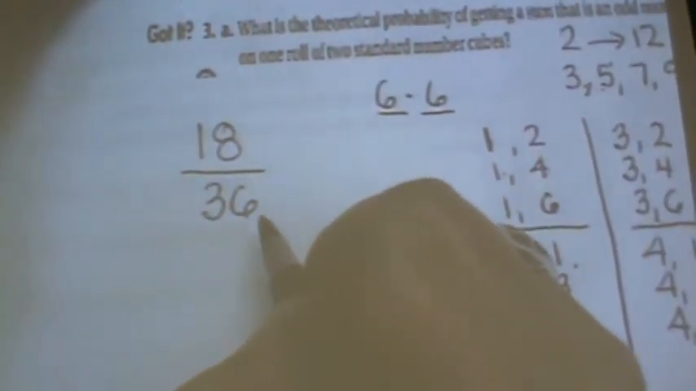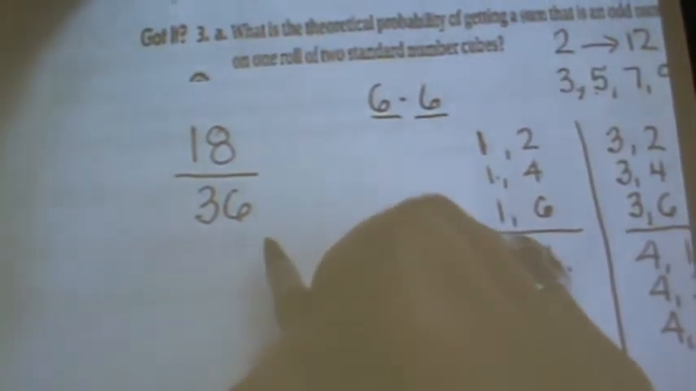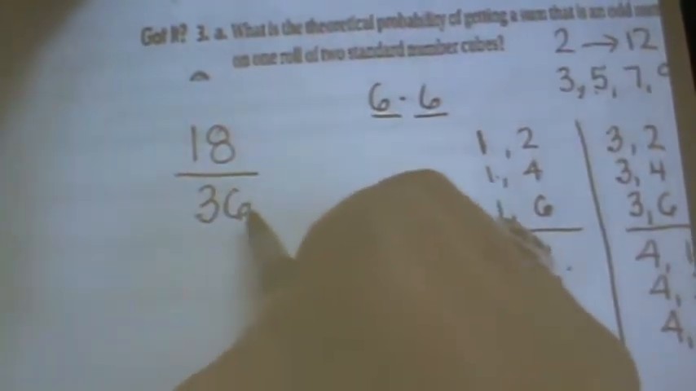How many? What's this bottom number going to be? If you roll a die, how many choices can you get with the first die? 6. And if you roll a second one, how many choices? 6. What's 6 times 6? 36. There's 36 possible outcomes. Out of those 36, 18 of them could give you a sum that's an odd number.